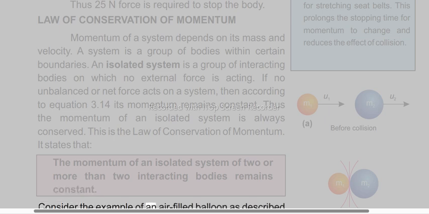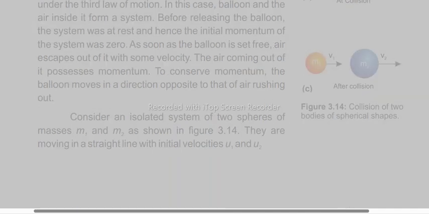Consider the example of an air-filled balloon as described under the third law of motion. In this case, the balloon and the air inside it form a system. Before releasing the balloon, the system was at rest and hence the initial momentum of the system was zero. As soon as the balloon is set free, air escapes out of it with some velocity. The air coming out of it possesses momentum. To conserve momentum, the balloon moves in a direction opposite to that of the air rushing out.